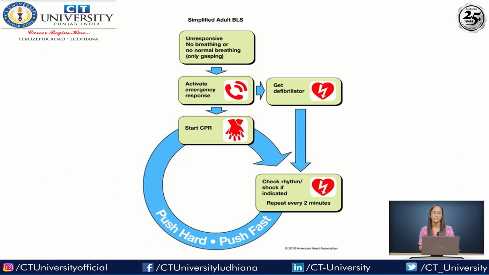Push hard and fast for 30 chest compressions, and you have to give chest compressions at a rate of 100 to 120 per minute, and the depth should be 4 to 5 centimeters. Then when somebody comes with the defibrillator, you check the rhythm. If a shock is indicated, repeat every 2 minutes.